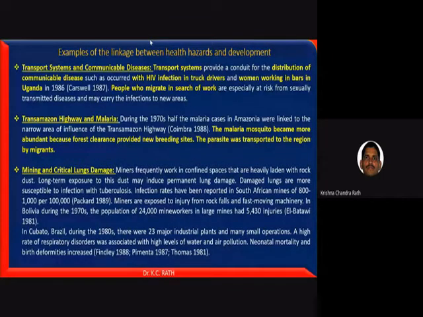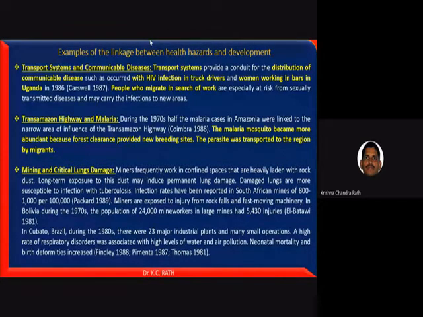Another example is the Trans-Amazon Highway and malaria. During the 1970s, half of the malaria cases in Amazonia were linked to the narrow area of influence of the Trans-Amazon Highway. The malaria mosquito became more abundant because forest clearance provided new breeding sites. The parasite was transported to the region by migrants.